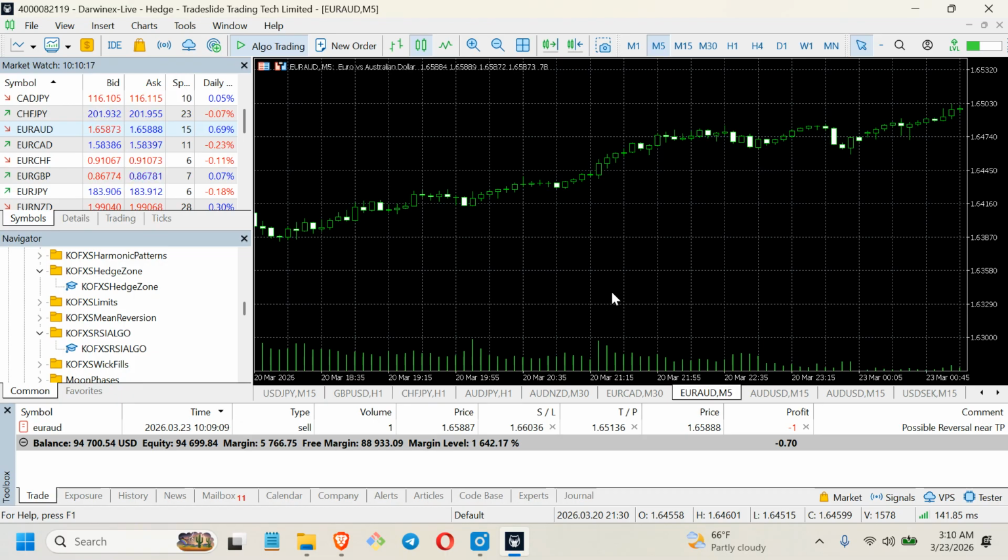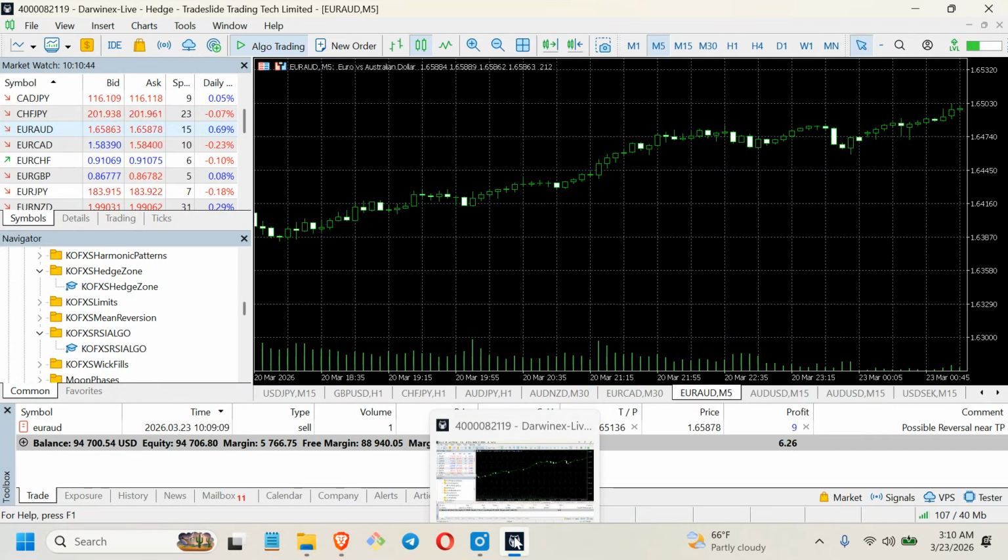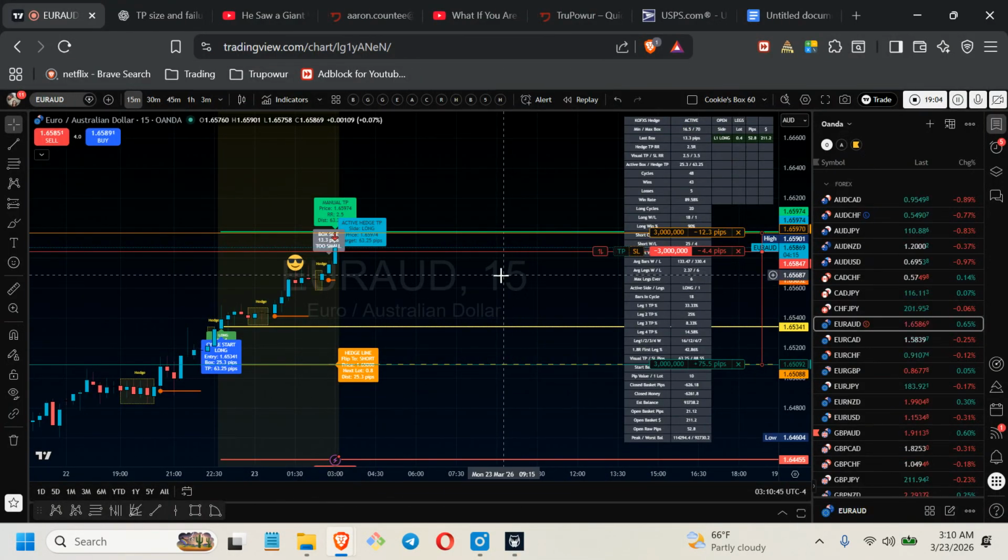Typically, it's probably going to be a continuation because the market just opened. It's probably going to finish its move. All right, so let's let that do its thing. Not watch it too much.